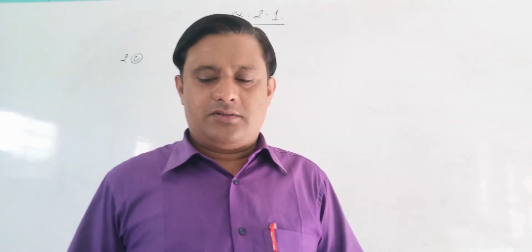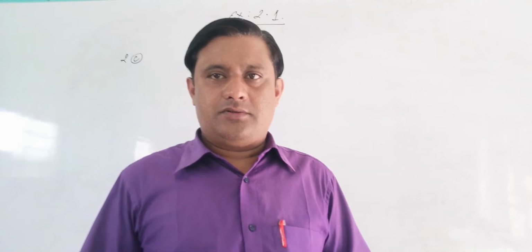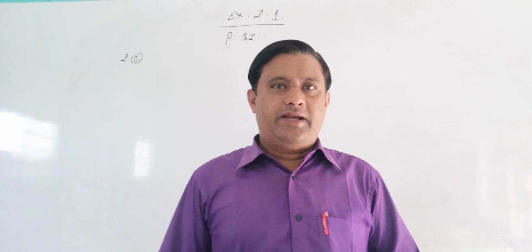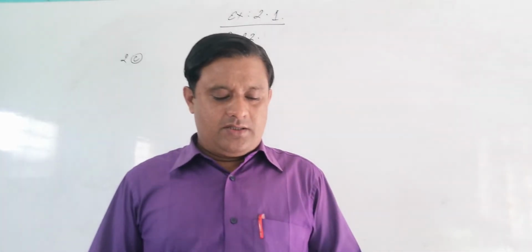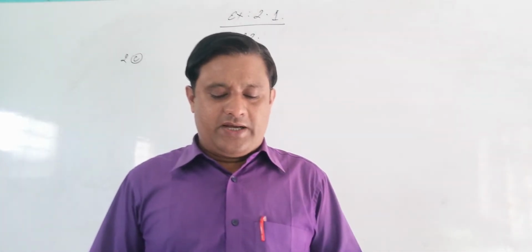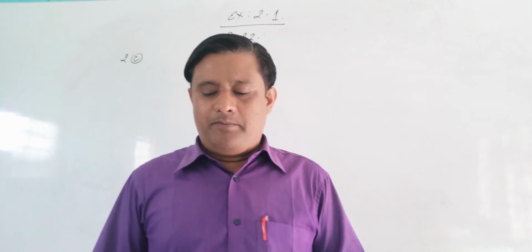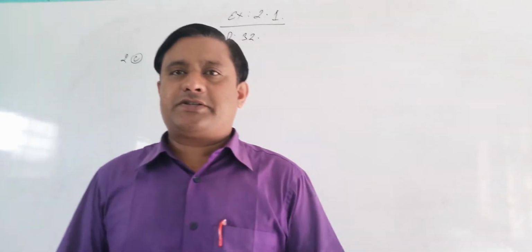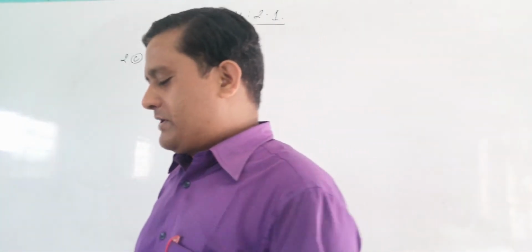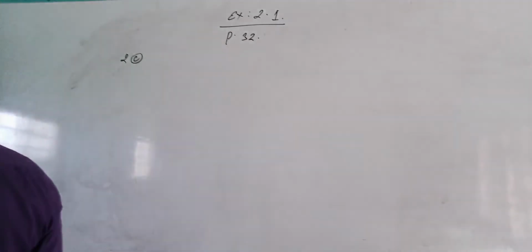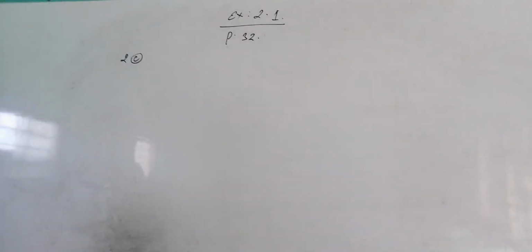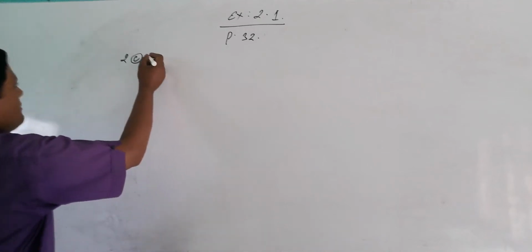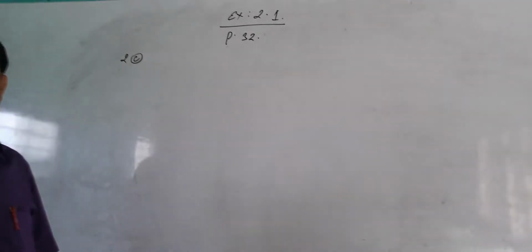If the CP of 10 articles is equal to the SP of 15 articles, find the loss percent. Yes, it is given that the CP of the 10 articles is equal to the SP of the 15 articles, find the loss percent. We have to find out here the loss percent. Very simply, that loss percent we have to find out. So I want to tell you all the students how to solve this type of problem.